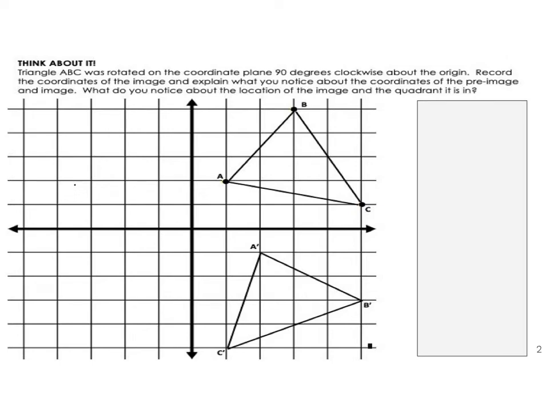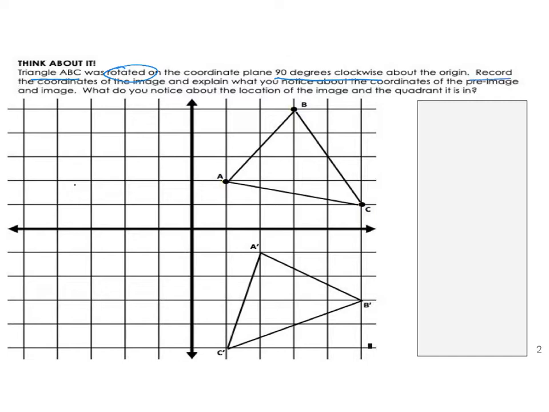Okay, so let's jump into rotations by doing this think about it. Make sure you are annotating first. If your slides aren't annotated, I'm going to ask you to go back and do that so you get full credit. Got to make sure you're actually reading. So we have this triangle. It was rotated 90 degrees clockwise about the origin.